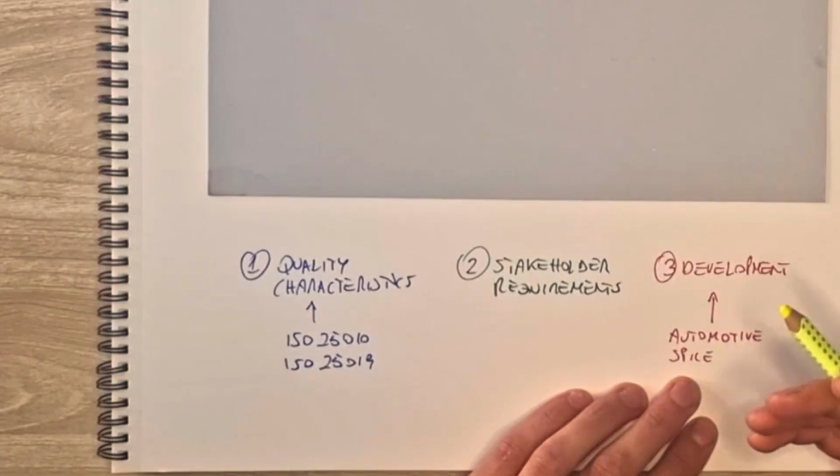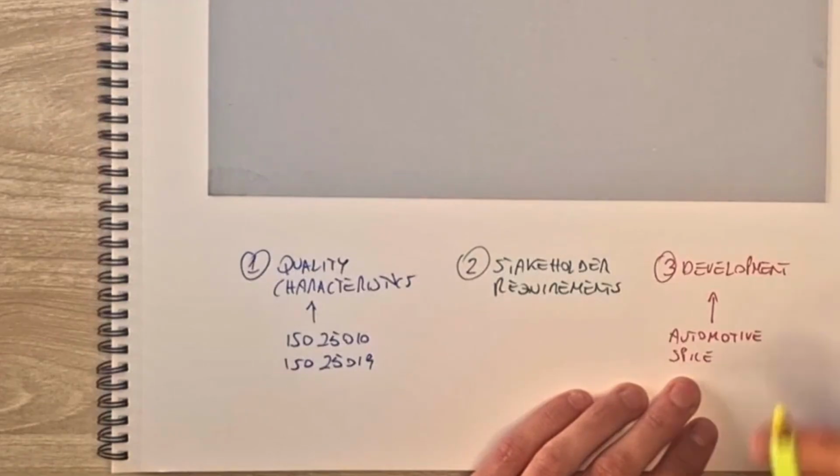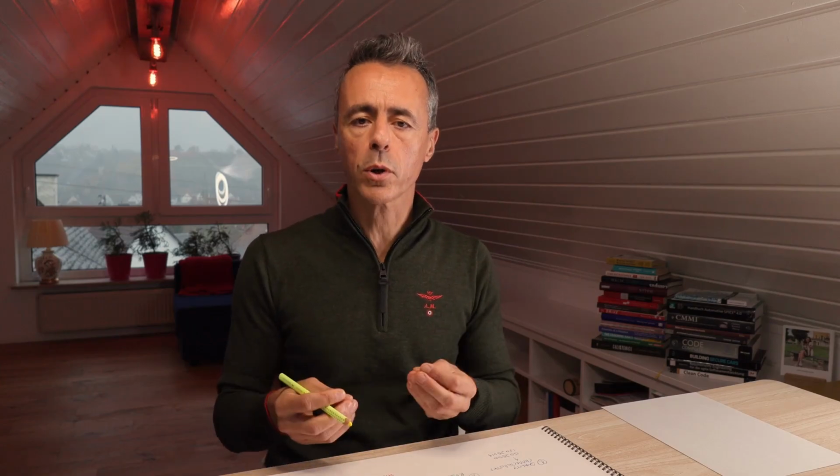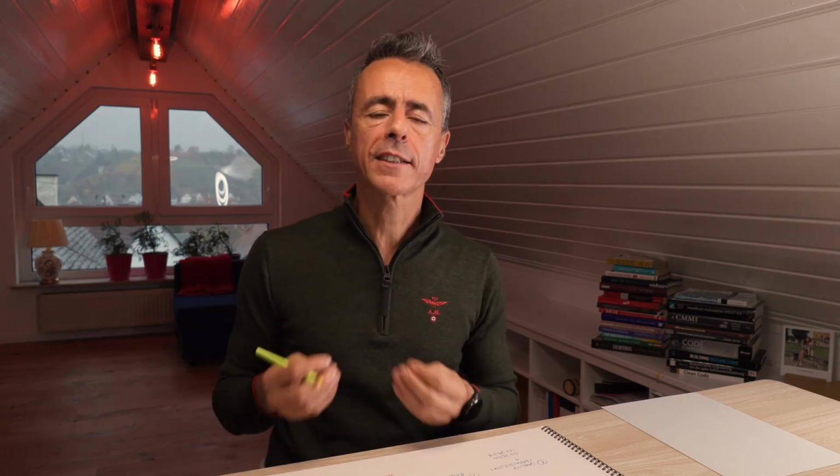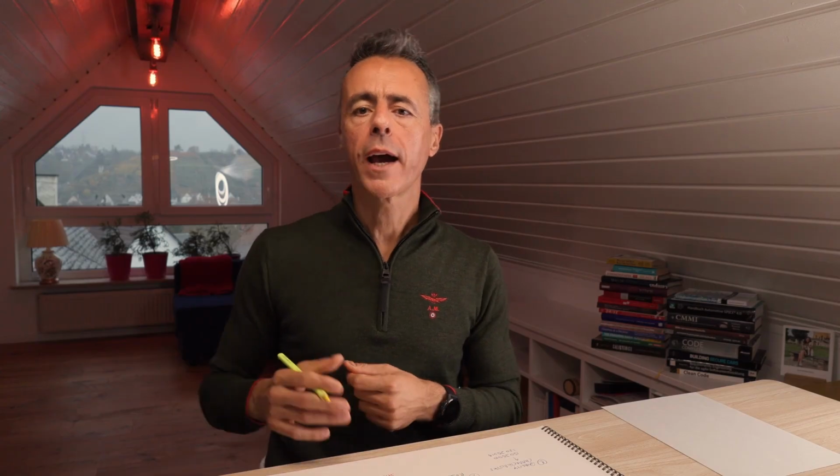The development process is Automotive SPICE compliant and ensures that the final product truly meets stakeholder requirements, but also stakeholders' needs and expectations. In the next video, we'll go through the quality characteristics for product quality and quality in use. We'll deep dive into each characteristic, explore what it really means, and I'll share plenty of examples of requirements and metrics.